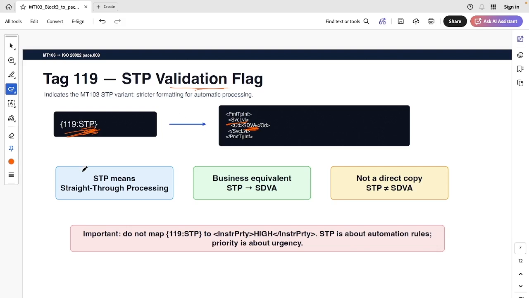Another important distinction I want to tell is between STP and priority. STP is about automation, data quality, and compliance with the stricter processing rules. And priority is about urgency. So field 119 must not simply map to the instruction priority field either. A payment can be structured for STP processing without necessarily being marked as high priority. So STP and priority are two different things. We should not be confused.